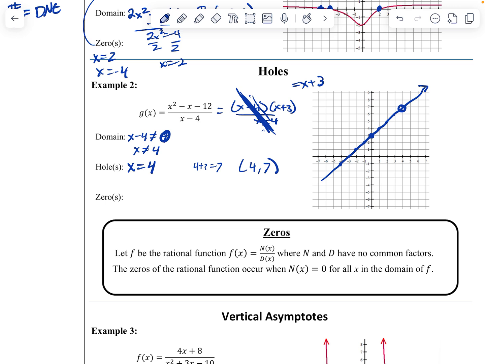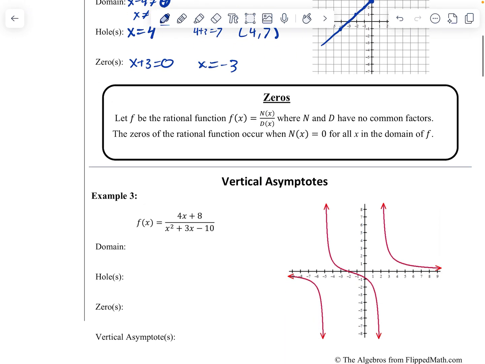And where are zeros? Well, we said this was a hole, so where does x plus 3 equal 0? So our zero is at -3. So zeros occur when n and d don't have any common factors, and the zeros occur when n of x equals 0, the numerator equals 0.